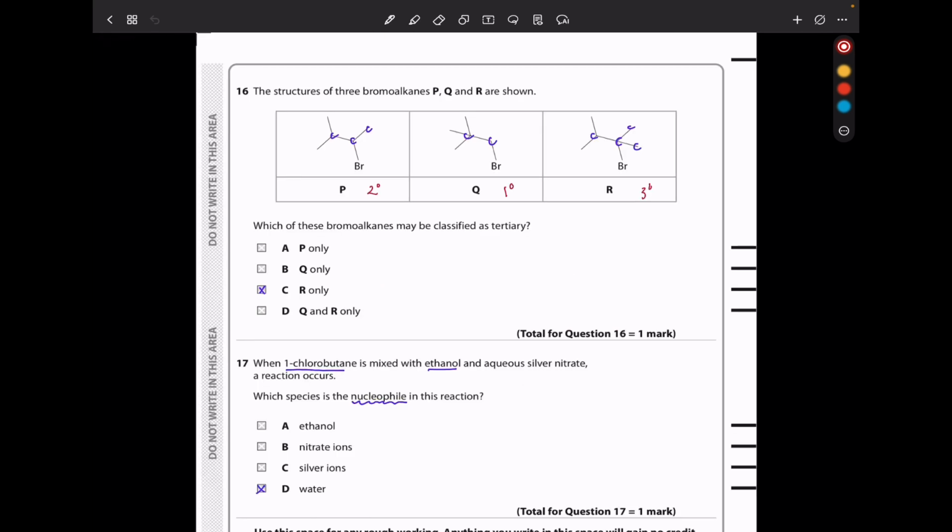In question 16, the structures of 3 bromoalkanes P, Q, and R are shown. They say which of these bromoalkanes may be classified as tertiary. Here the Br is on a carbon attached to 2 carbons, so this is secondary. Here the Br is on a carbon attached to only 1 carbon, so this is primary. And here the Br is attached to a carbon attached to 3 other carbons, so that's tertiary. So the answer should be R only.